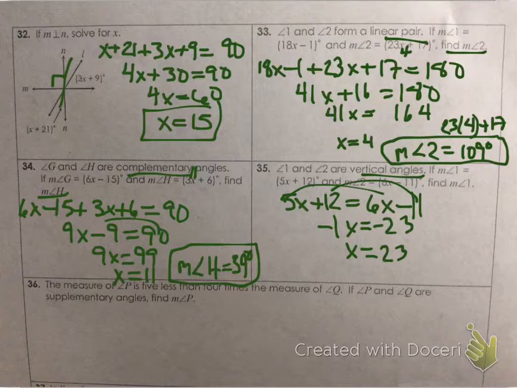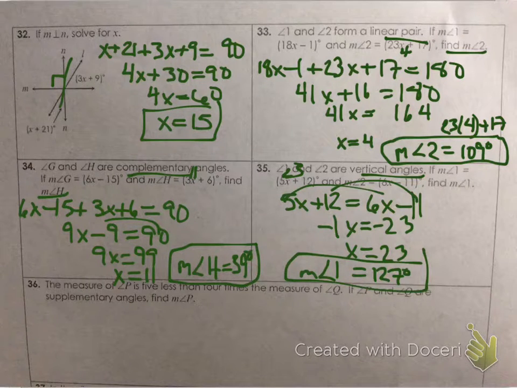Find the measurement of angle 1. So I got to put this 23 over here and say 5 times 23 plus 12. And that would give me that the measurement of angle 1 is equal to 127 degrees. Yippee! Yay! I don't care about this one. Omit. We will not do something like that. All right. Down to the last two, and then I'll give you the extra stuff I need to talk about.